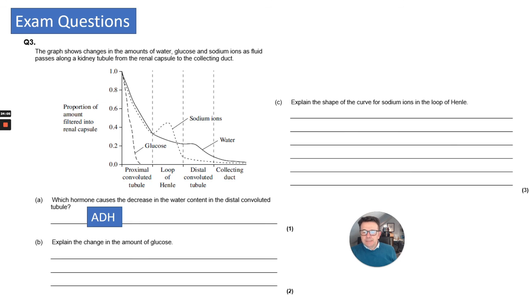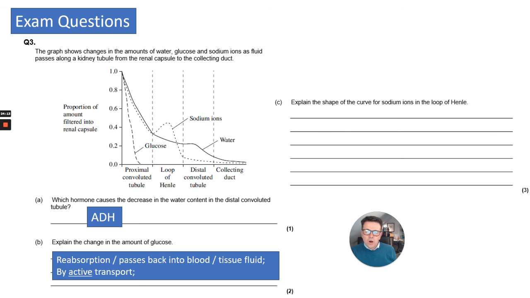This isn't though. Explain the change in the amount of glucose. So you can see it decreases greatly in the PCT, 100% is reabsorbed. Why? Well, reabsorption passes back into the tissue fluid. By what process though? And the process is active transport.